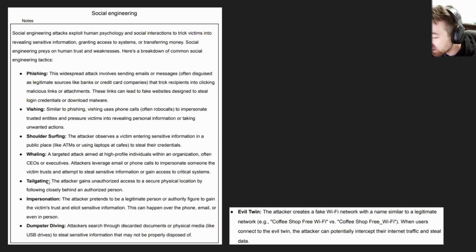The next one is tailgating. This is essentially just when someone follows you through a door, right? Remember a few exam objectives ago, we talked about the access control vestibule where the door had to close behind you before someone else could come through. You had to go through the door, close the door, go through the next door. That was to prevent tailgating, which is where someone gains access to a secure physical location by following closely behind an authorized person.